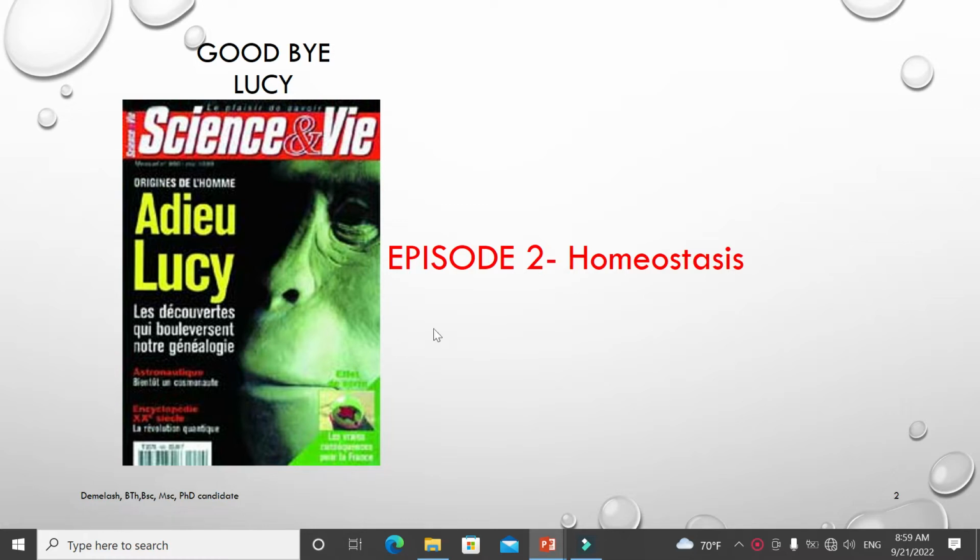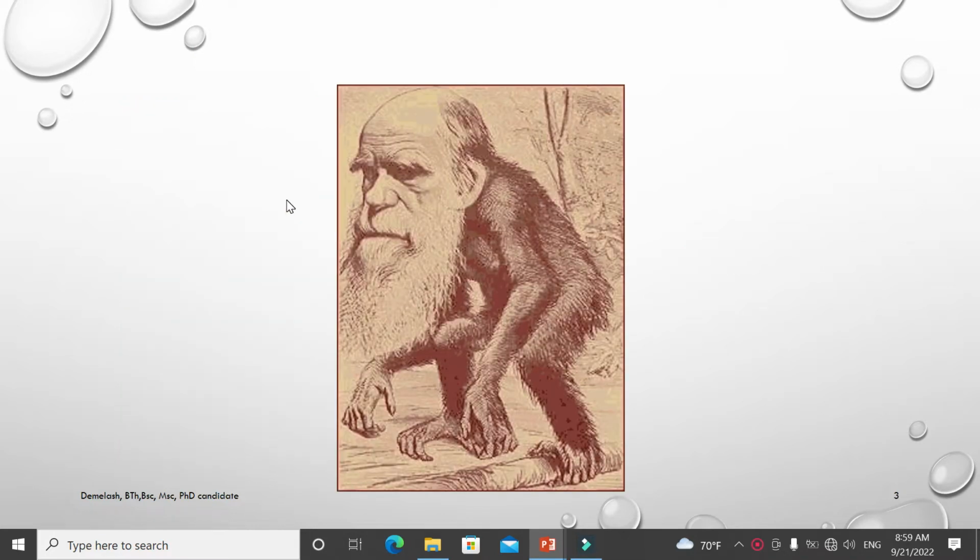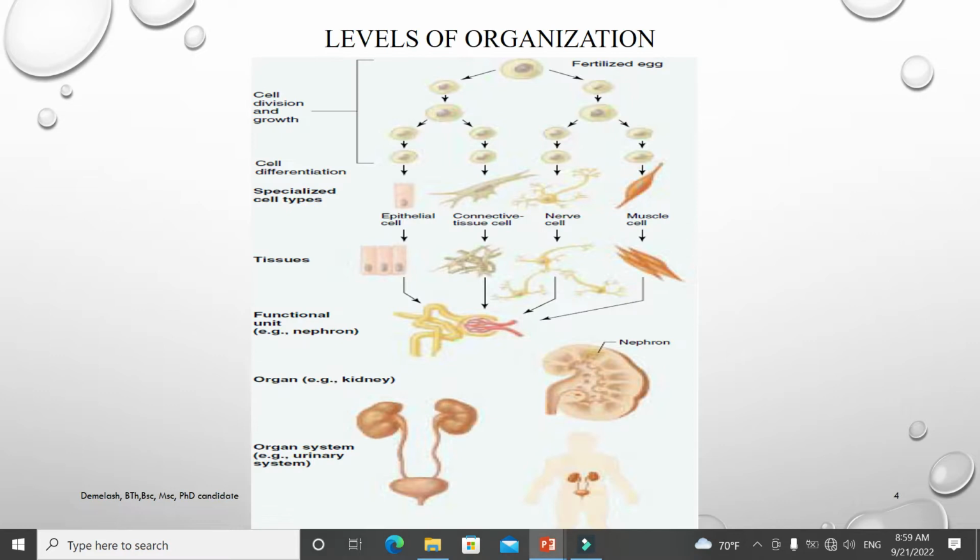Okay, can you see this illustration? Science and faith. It is saying goodbye, Lucy. So Charles Darwin is illustrated here for his contribution of the origin of species, but nowadays it is an outdated document. Okay, so we all inherited our genetic makeup from our parents, but the level of organization starts from the conception, when the sperm cell and the egg are united.